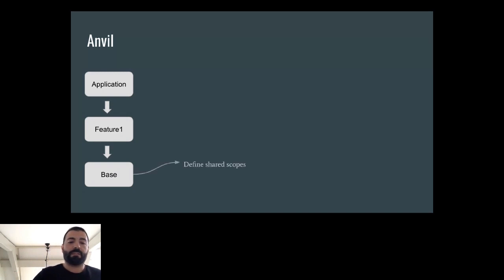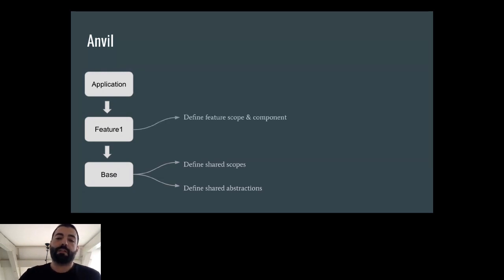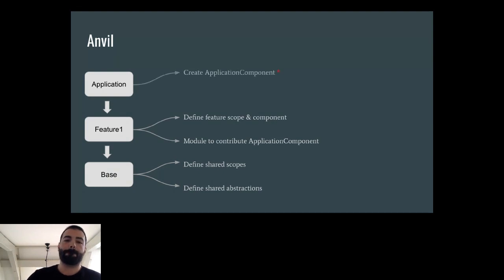Here on base, we're going to define shared scopes and shared abstractions so that every feature and application can have access to those. In feature one, we're going to define a feature scope, a component, and we will have a module that contributes to the application component. On application, we're going to create an application component.